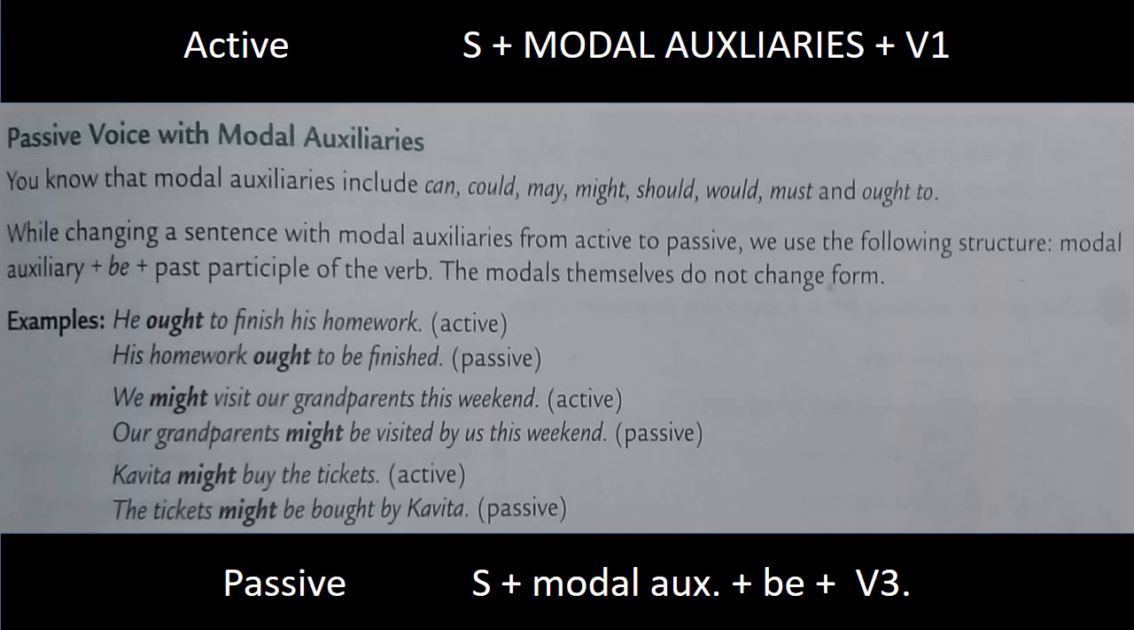So while changing a sentence with modal auxiliaries from active to passive, we use the same auxiliary verb as given in that active sentence. And the structure of the passive sentence using modal auxiliary should be subject plus modal auxiliary that has been used in that particular active sentence plus be and plus verb third.